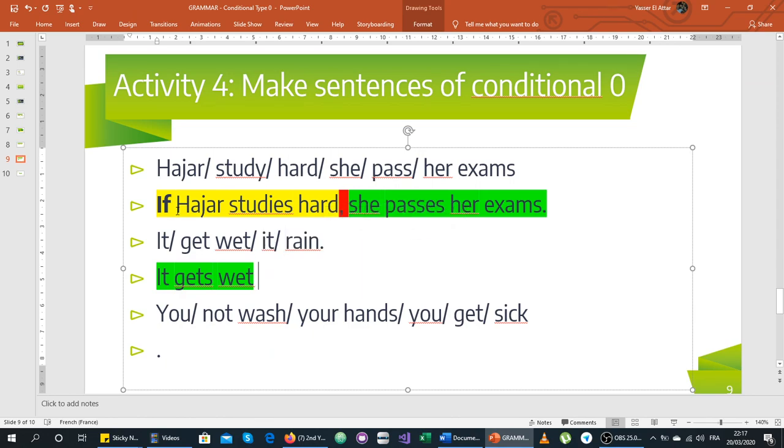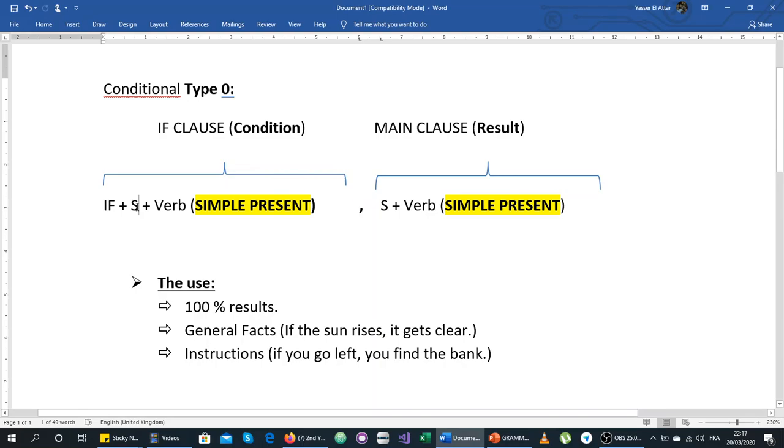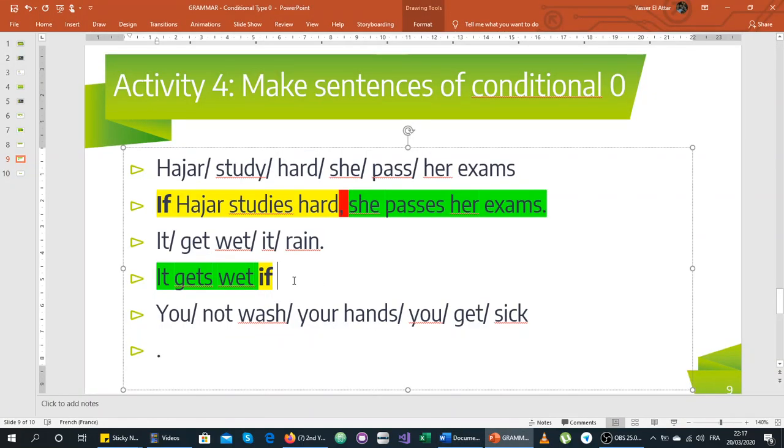Okay, so let's see here. We add an if clause like this. Sorry. Yes, so this one should be changed to this one. So if, what happens after if? Comes the subject, then the verb. If it rains. We add an s because this is it. Okay, let's just change it like this. If it rains. Okay, good.